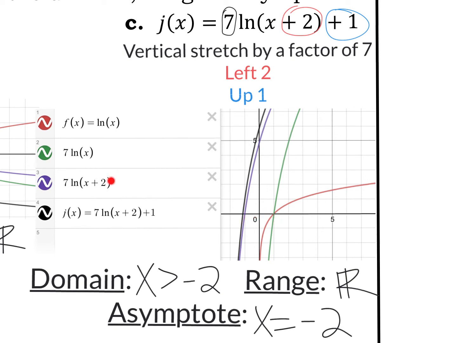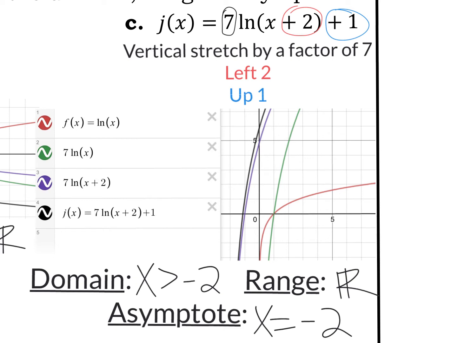And then I wrote plus 1, and that one's a little hard to tell that it went up 1, but you can see that it looks like it's a little bit above the purple one, and that's what you're looking for, because we didn't vertically stretch it some more, so therefore it had to have shifted upwards.